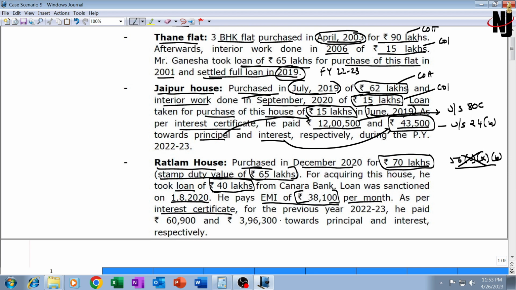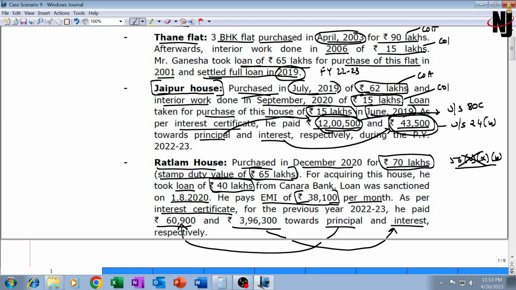It clarifies further that as per interest certificate for previous year 22-23, he paid 60,900 and 3,96,300 towards principal and interest. If you observe, principal amount is very small, 60,900, and 3,96,300 is the interest portion, as compared to Jaipur house, whereby 12,500 was the principal amount and 43,500 was the interest, whereby the principal repayment was much higher than the interest amount. Here for Ratlam house it is exactly the other way around. Interest component is 3,96,300 and principal repayment is 60,900, a smaller amount. However, this does not matter.